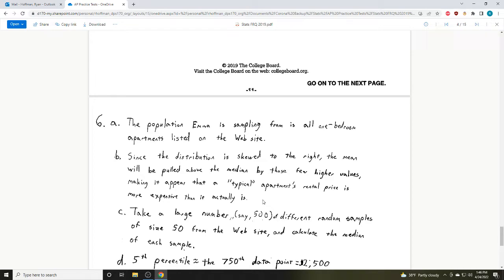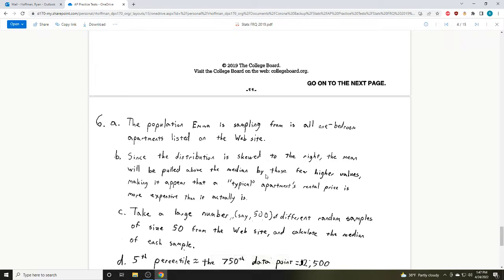Part C, sampling distribution. The way we can do a sampling distribution is to take all possible random samples of size 50 from the website and calculate whatever parameter we're asking about, and that would be the sampling distribution. Every possible sample of the same size would give us our sampling distribution.